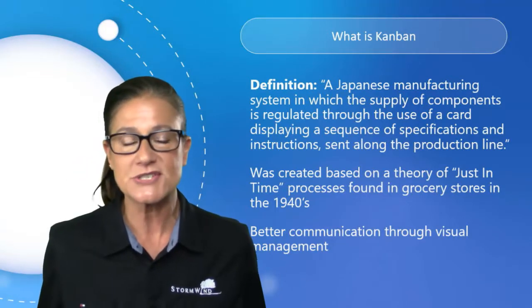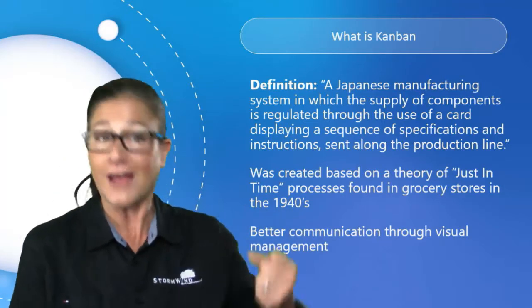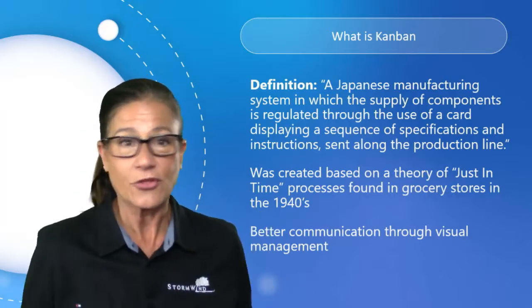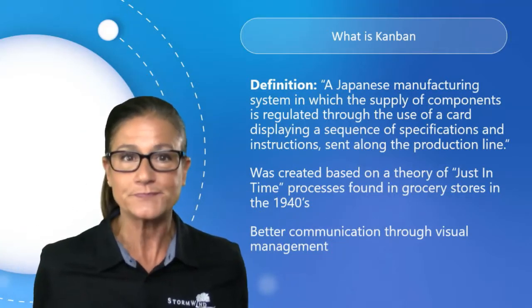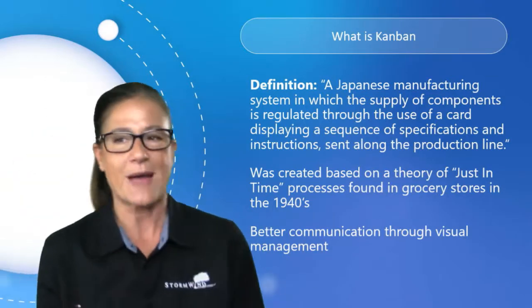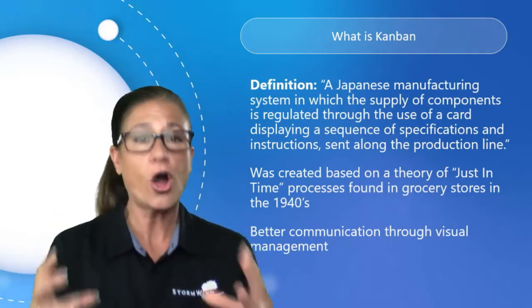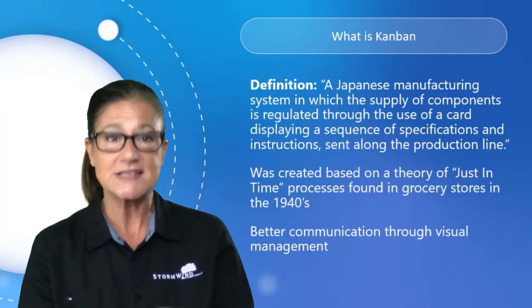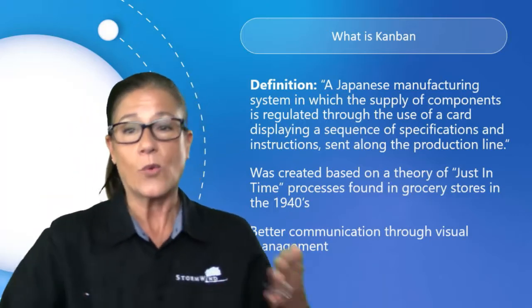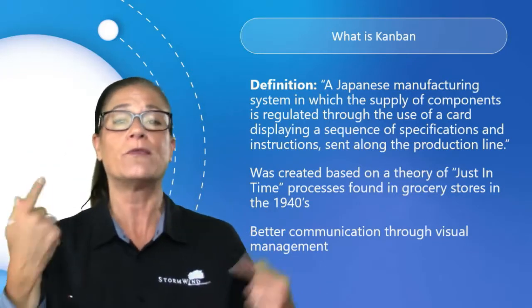I can walk into a grocery store, buy a gallon of milk, pull it toward me, and then if I want another one, I can pull another one. Future supply guaranteed. But when I pull one out, the rest don't come crashing down onto my head. So this whole philosophy of just in time led to a Japanese manufacturing system where they utilize and regulate with cards displaying the sequences of the specifications and instructions sent along the production line. When you're ready for the next one, boom, there it is. So basically, it's better communication through visual management.